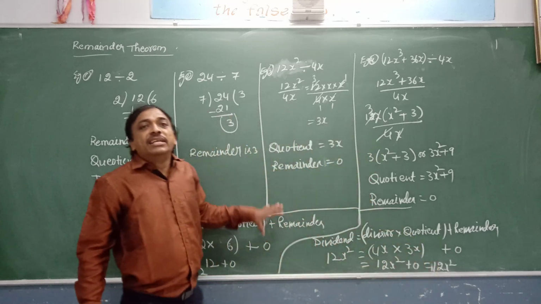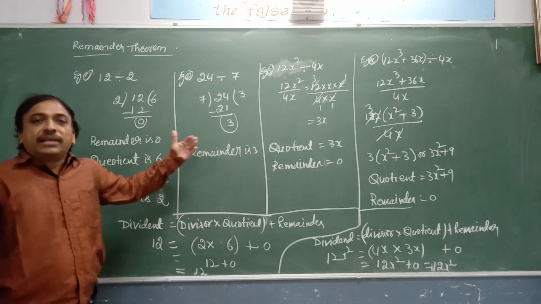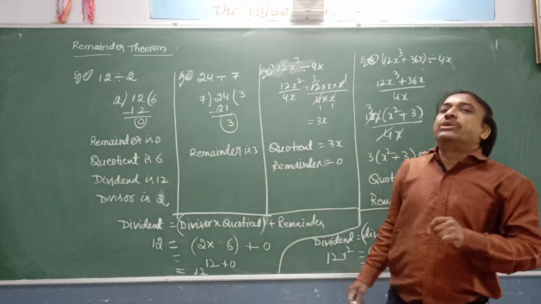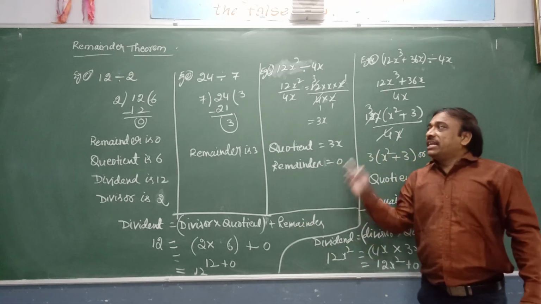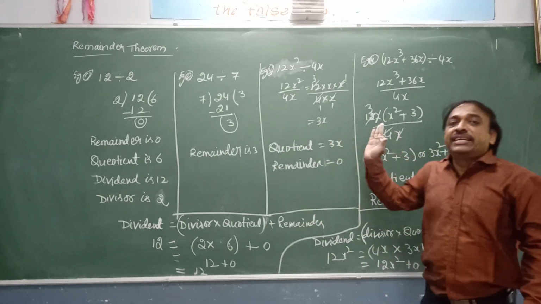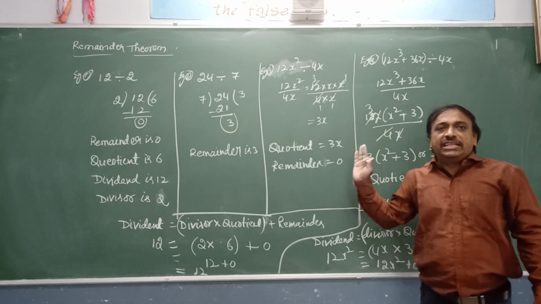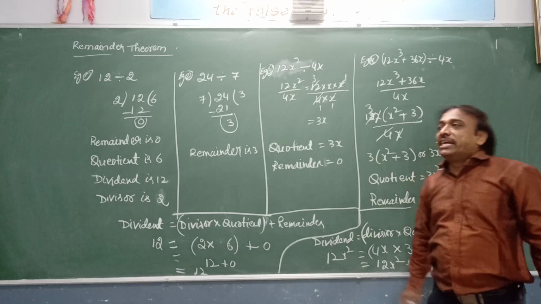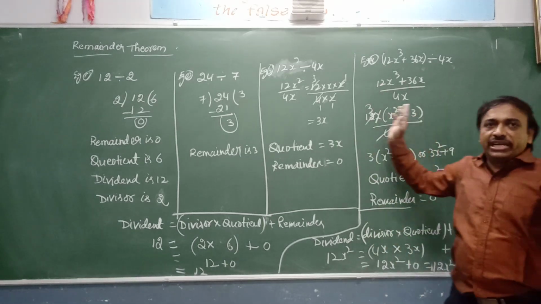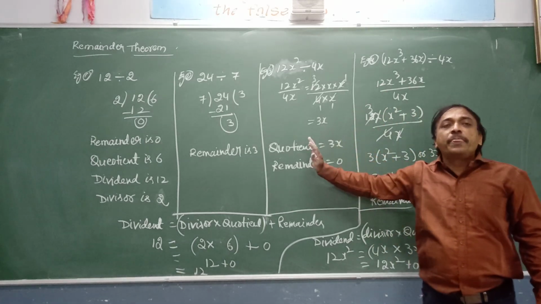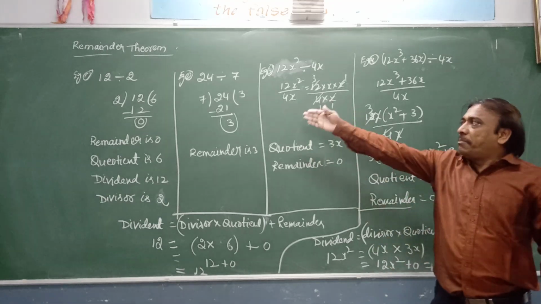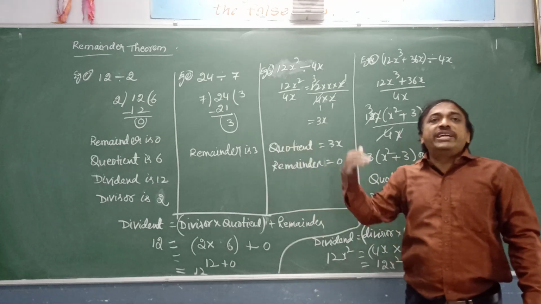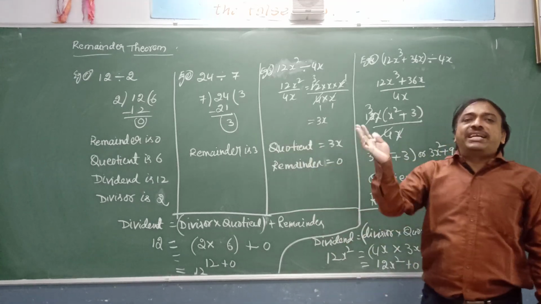This is how we check whether the division has been done correctly or not. This is the division rule: dividend is equal to divisor into quotient plus remainder. These are the things we learned from class 4th to 8th. In 4th class we learned this type of division, and in class 8 we learned division of algebraic expressions. This is just a revision of divisions, numbers as well as algebraic expressions. From this we extend to the remainder theorem.